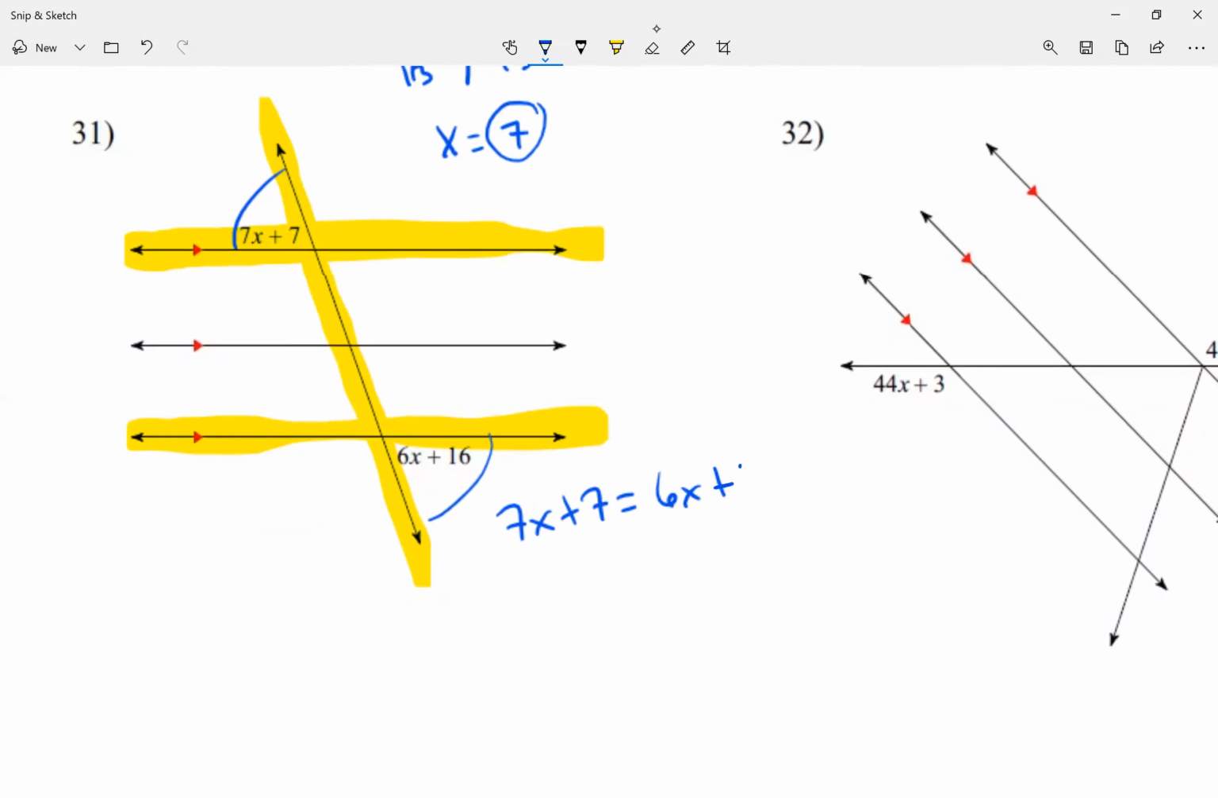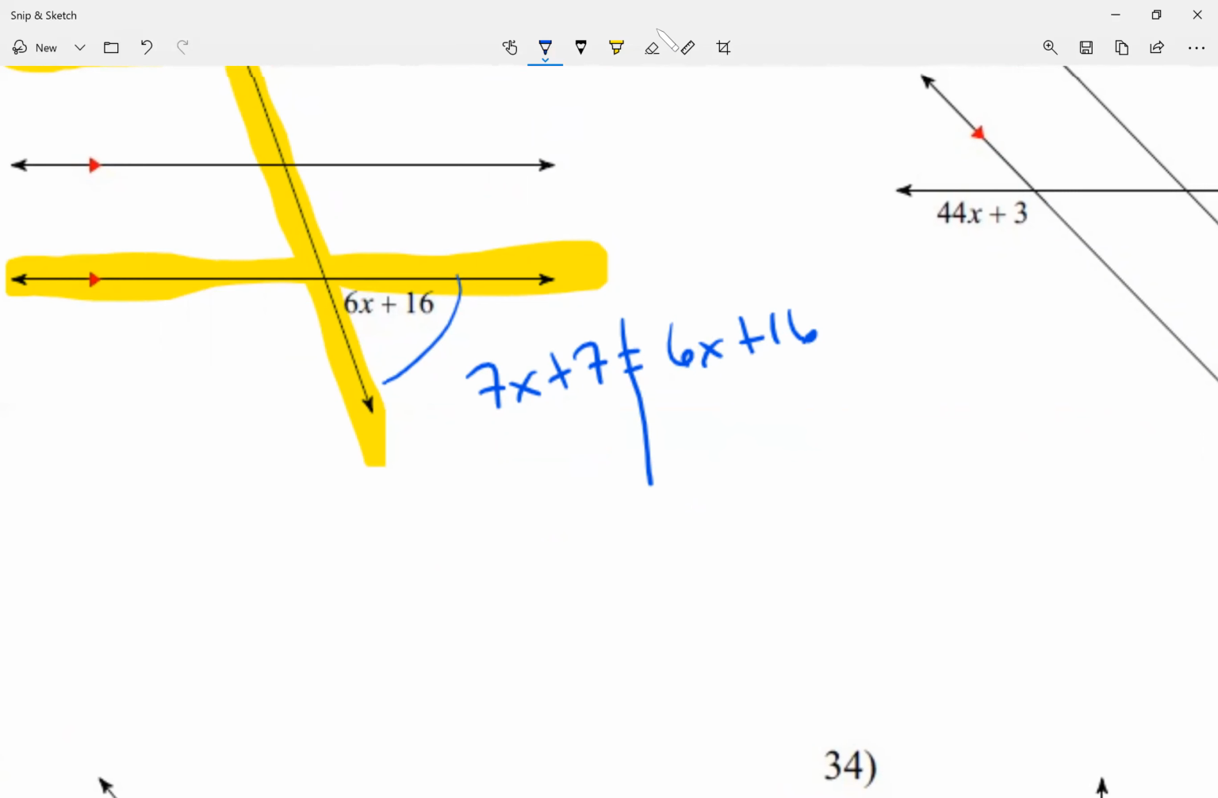Remember, I use the word congruent. The angles are congruent. Congruent means same shape, same size. The shape, they look the same. They look like angles. The size, I'm going to say they're equal. Let me separate my sides to the equal sign. I see x's on both sides. I'm going to move the smallest x to avoid negatives if possible.